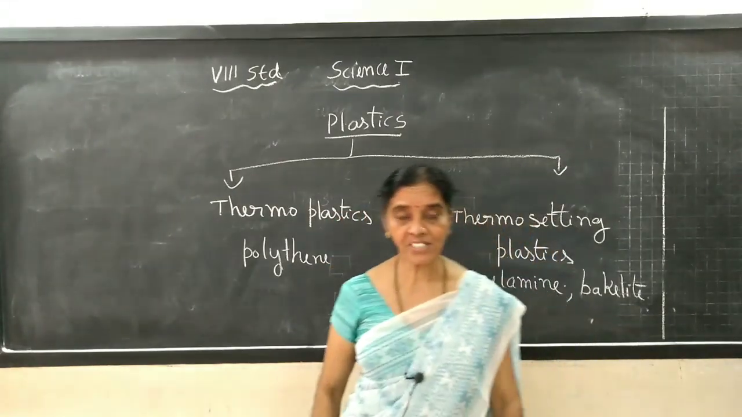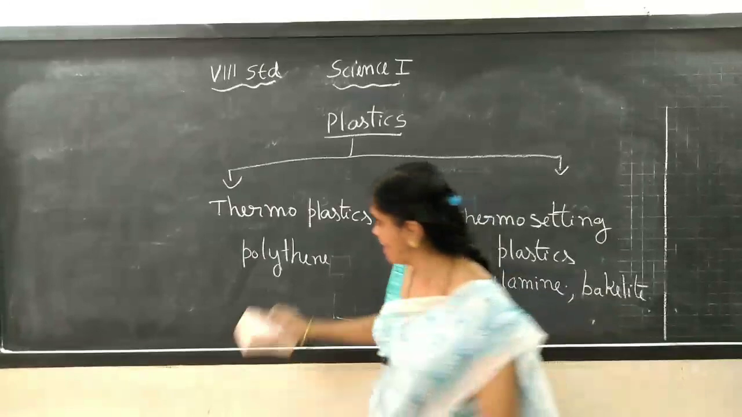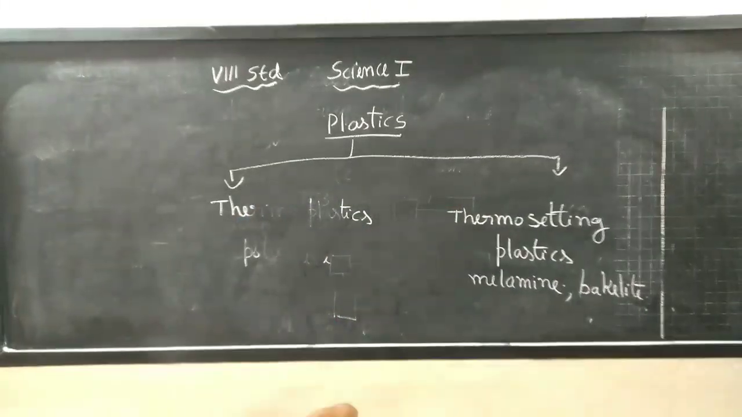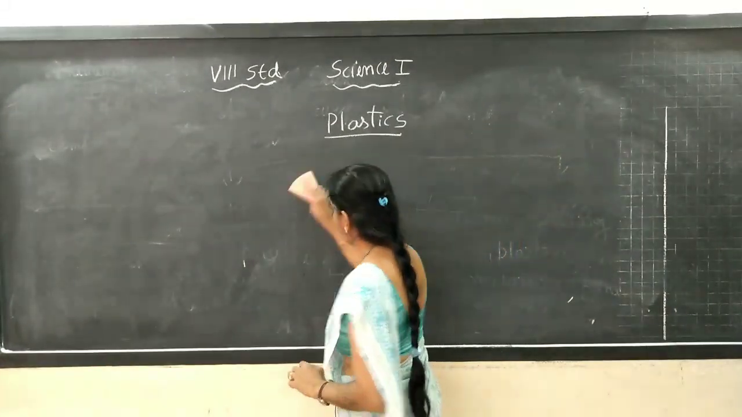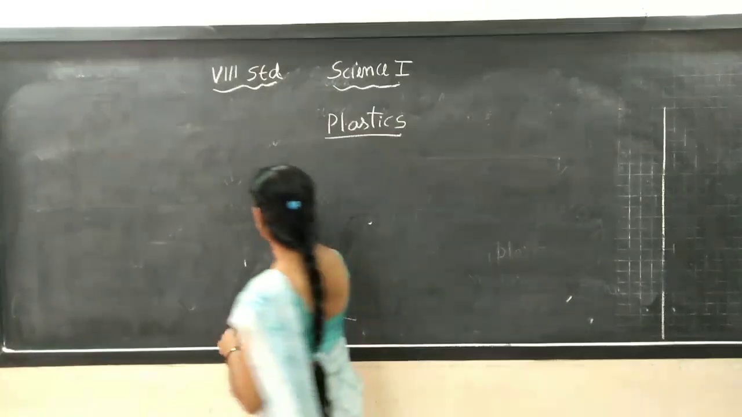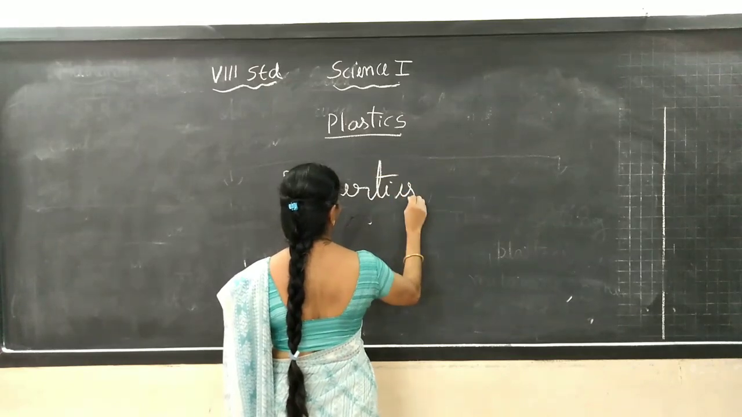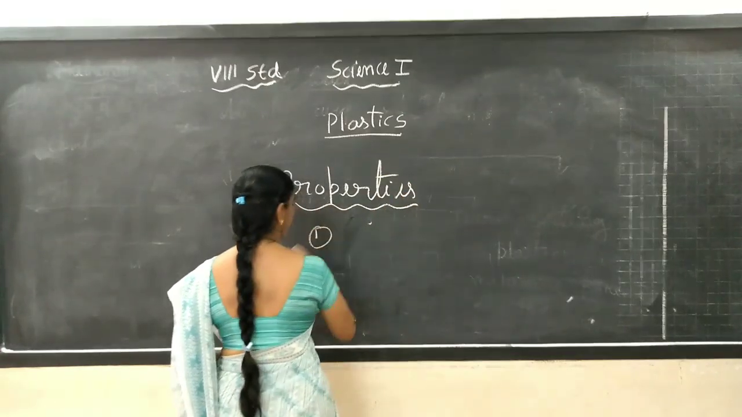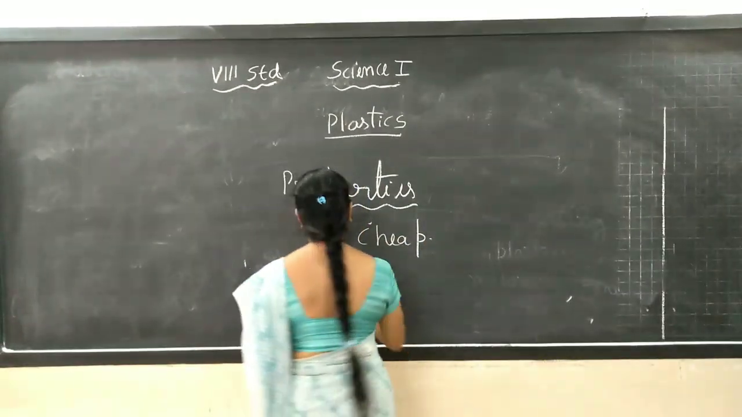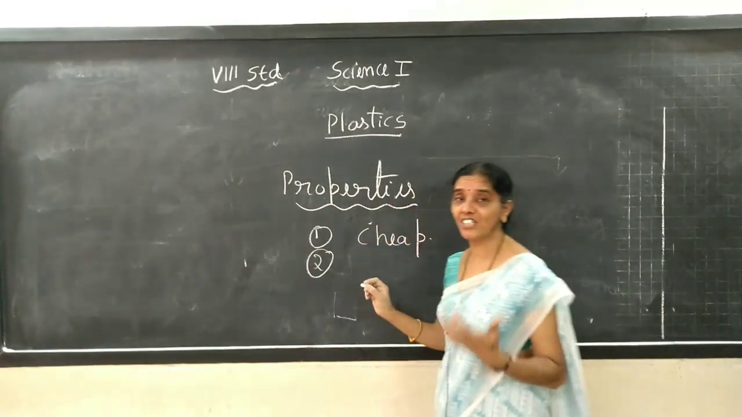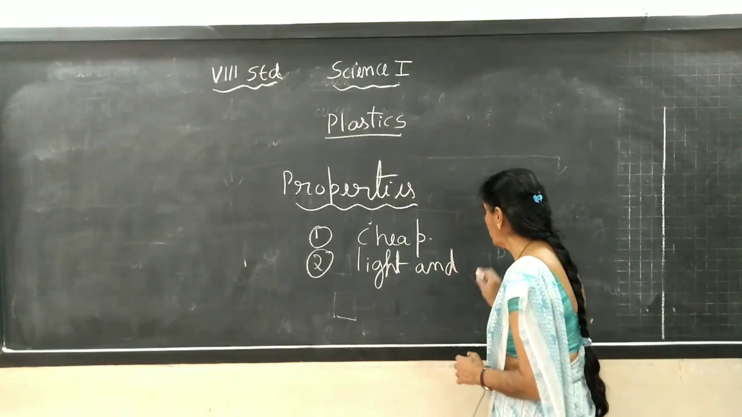So in this way, plastics play a very important role in our life due to their properties. Properties of plastic, I will write separately. First one is, anyone can afford plastic. It is very cheap. Then light and strong plastic materials, light and strong.